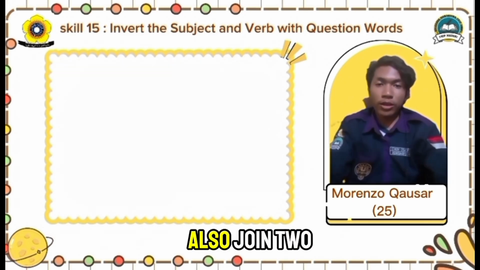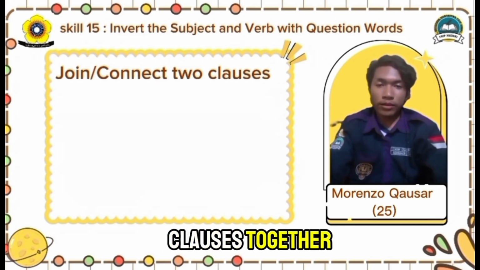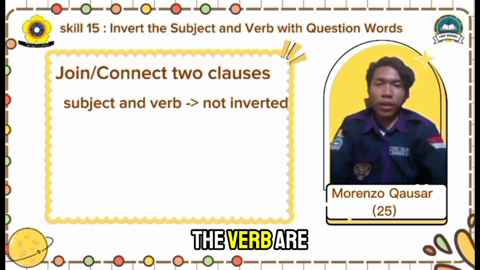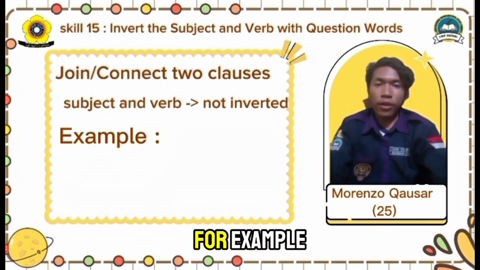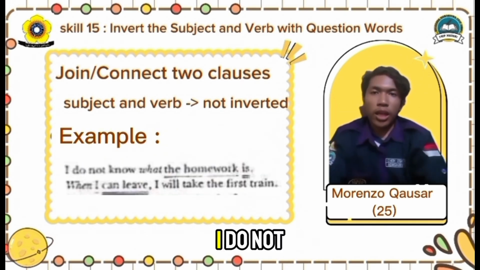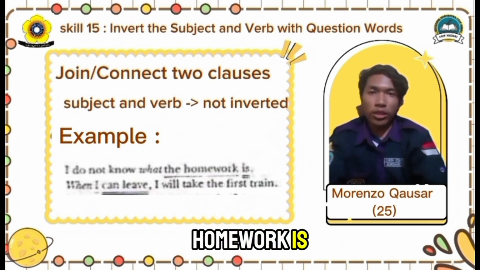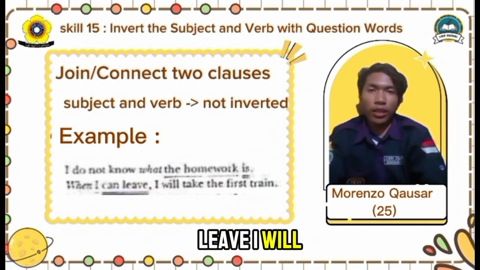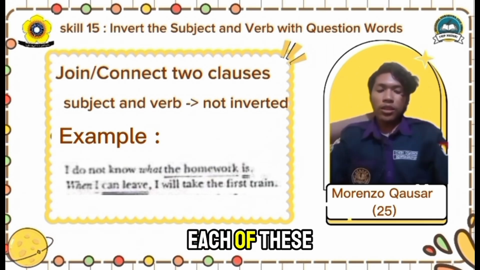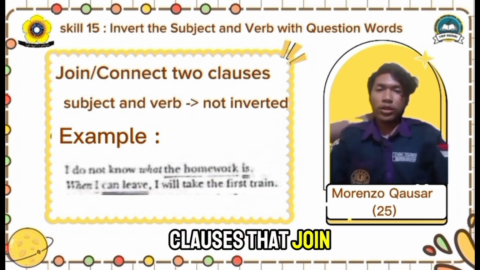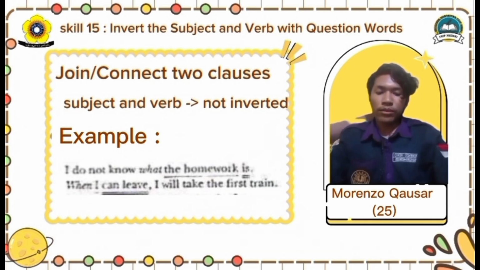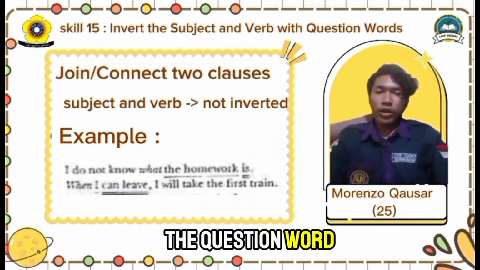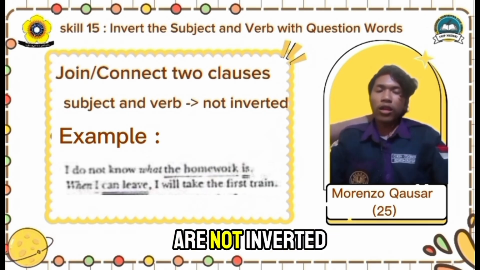These words can also join two clauses together. In this case, the subject and the verb are not inverted. For example, I do not know what the homework is. When I can leave, I will take the train. In each of these examples, there are two clauses joined together by a question word. Notice that the subject and the verb that follow the question word, what and when, are not inverted.